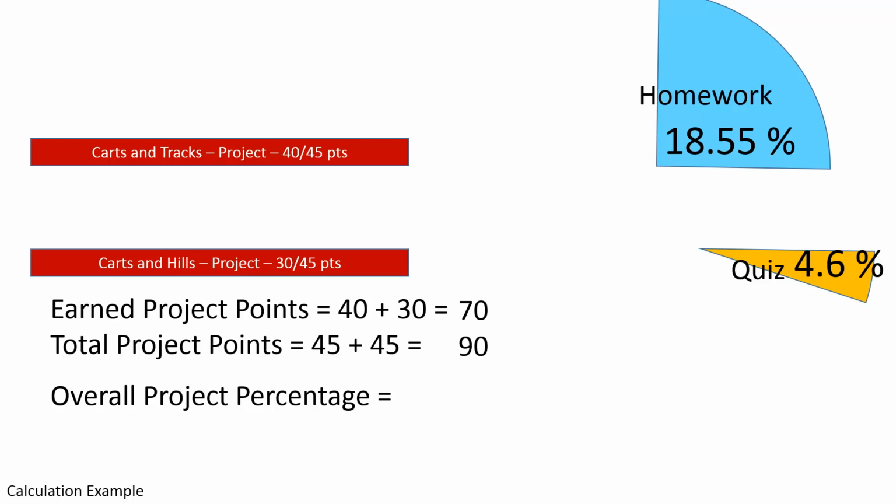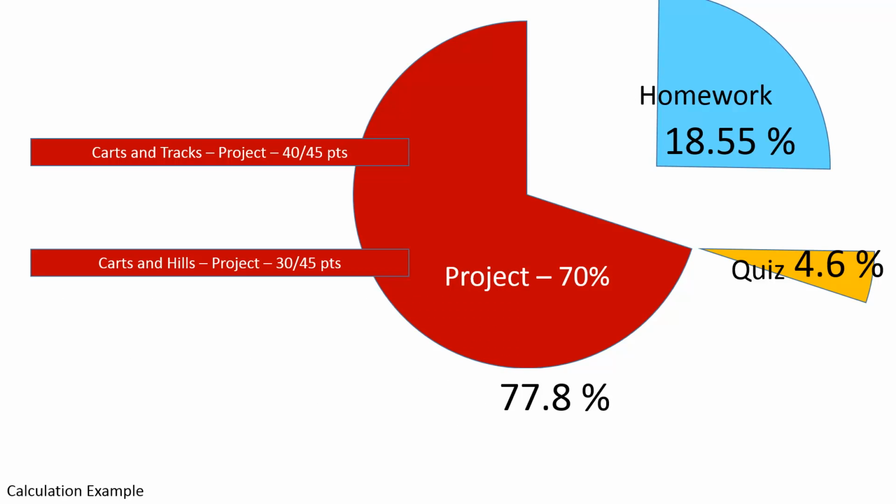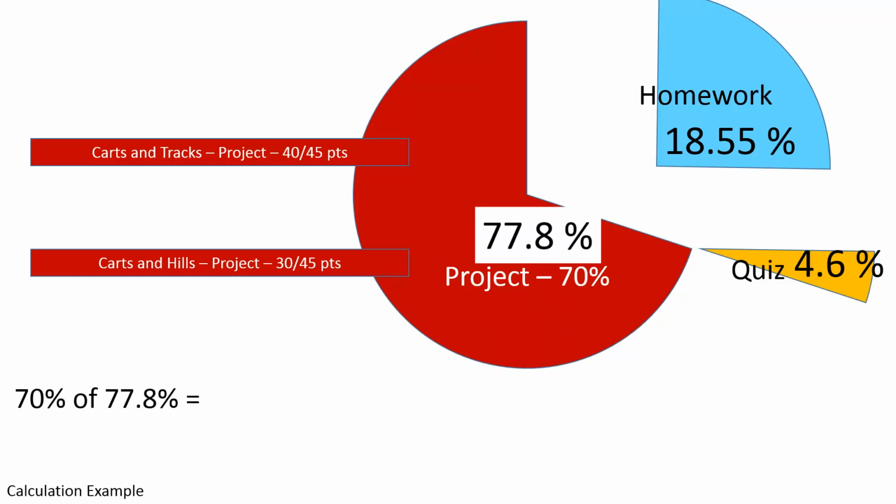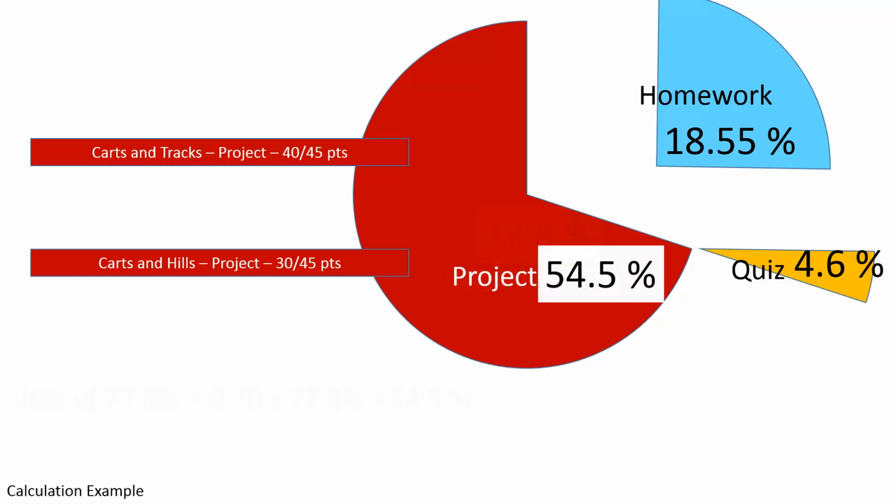Here, the student has earned 70 points in the category that has 90 points. So the student's overall project average is the ratio of those two, which is 77.8%. But the project category is the bulk of this student's grade, 70%. So at this point, we're interested in finding out how much is 70% of that 77.8, what the student earned. To do that, we're going to multiply the 0.7 times the 77%, and that gives us 54.5%. So the student's project category is going to add 54.5% to their grade.